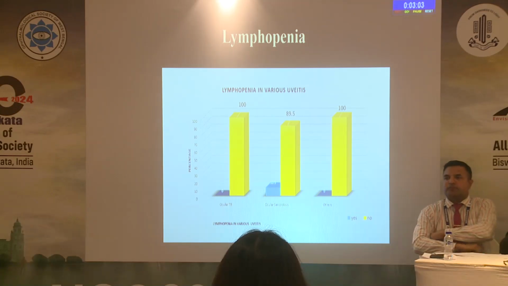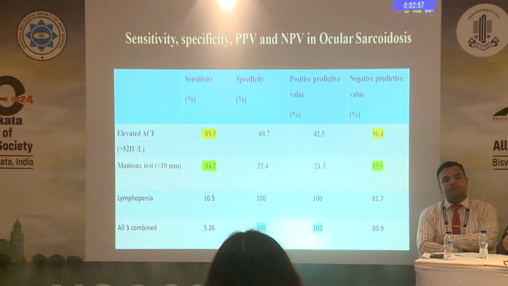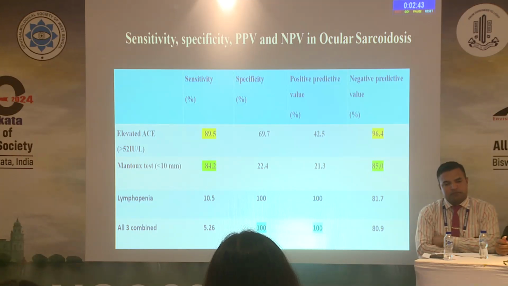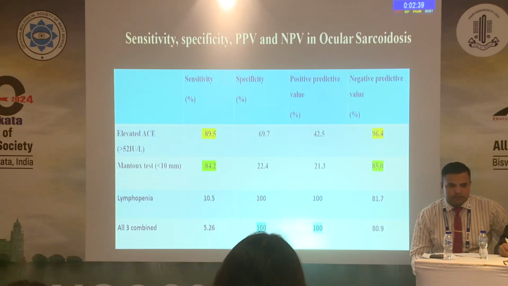Lymphopenia was seen only in the sarcoid group, in 10%. None of the other groups had samples with lymphopenia. Elevated ACE had a very good sensitivity and negative predictive value in detecting ocular sarcoidosis. Also, negative MAN2 had a very good sensitivity and negative predictive value, but their specificity and PPV were less. As lymphopenia was seen only in the sarcoid group, the specificity and PPV became as high as 100%.